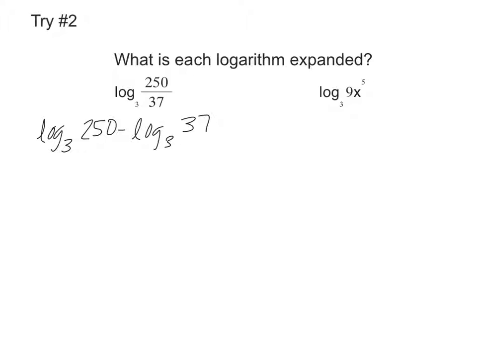Now, what may not seem so evident is that within these large numbers, 250 and 37, because the base is 3, you're trying to look for a perfect cube. And actually, 250 is 2 times 125, and 125 has a perfect cube of 5 times 5 times 5.